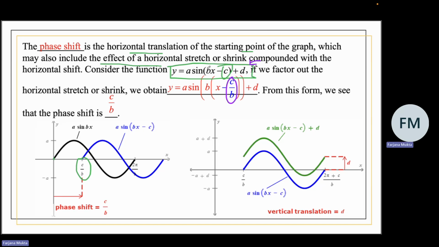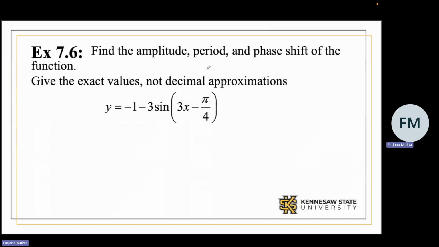All right. Now let's move forward to some examples. First of all, here in 7.6, we are trying to find the amplitude, period, and phase shift of the function, giving the exact values, not decimal approximations. Here we are given y equals -1 minus 3 sine of 3x minus pi over 4. Let's find the amplitude first.